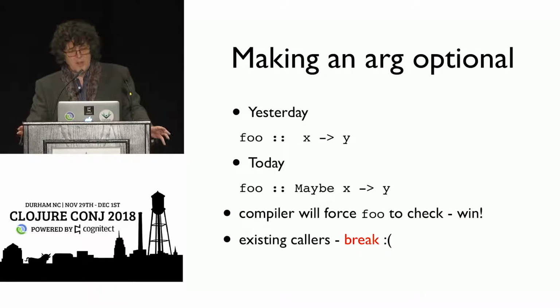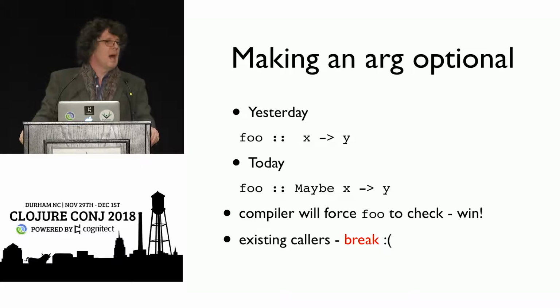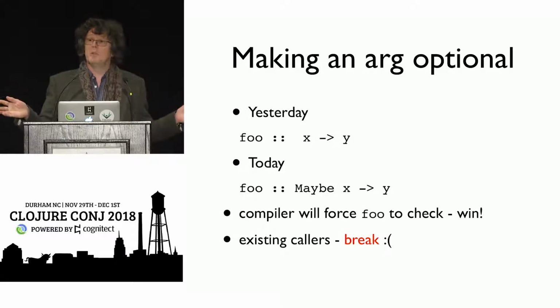So when do you see the costs of Maybe? You see them in program maintenance. So yesterday I had a function. It took an X and returned a Y. People wrote code to that function, right? Today, I'm like, you know what? I was asking too much of you. I actually can get by without that X. I'm now making it optional. This is an easing of requirements. An easing of requirements should be a compatible change, I think.